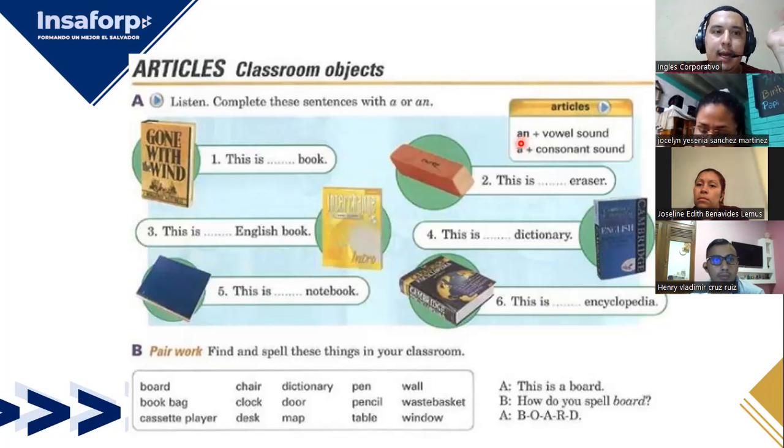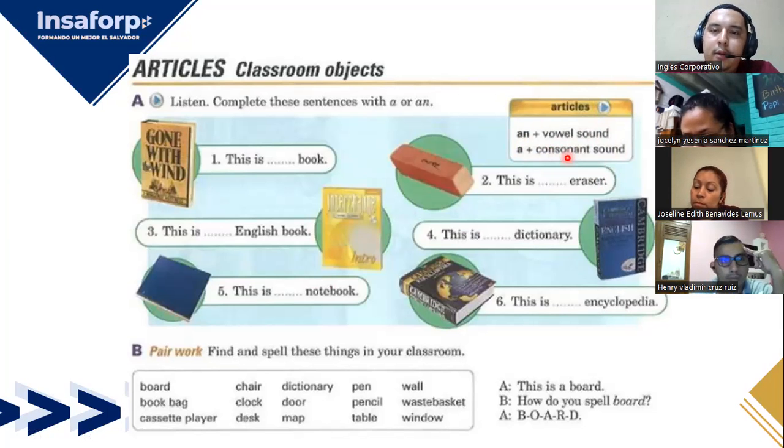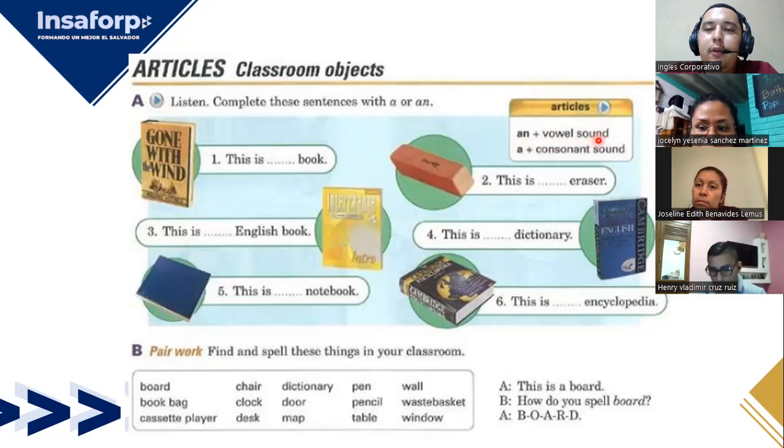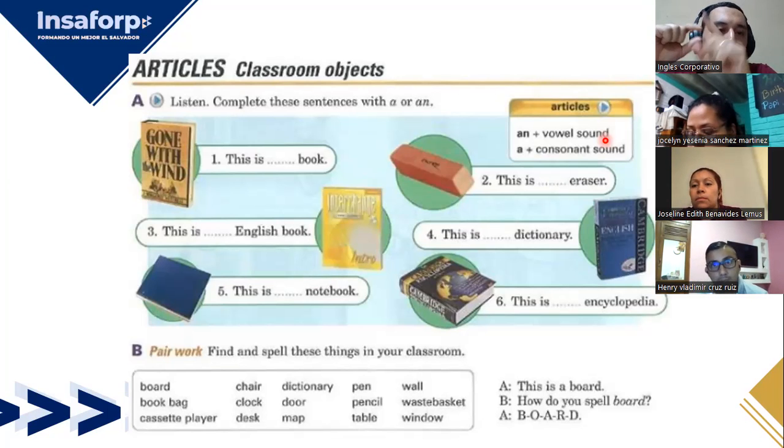Not like the vowel sound, just a, because the sound that we're going to use with this one is different. If you see, we have a little explanation about how to use those articles properly. The article an is always going to be used before a vowel sound. What does a vowel sound mean? If you have a word and the first letter is a vowel, before the vowel is going to be the article an. And after that goes the word with the vowel.